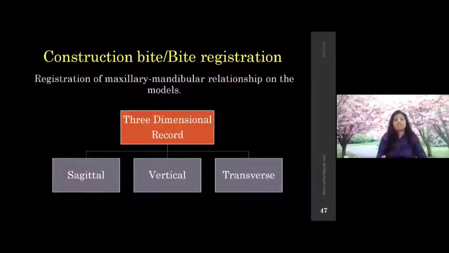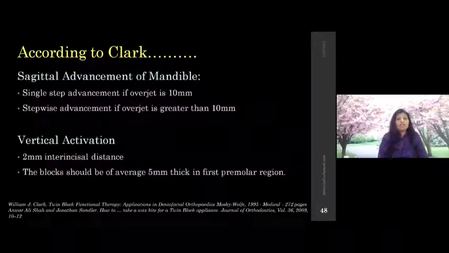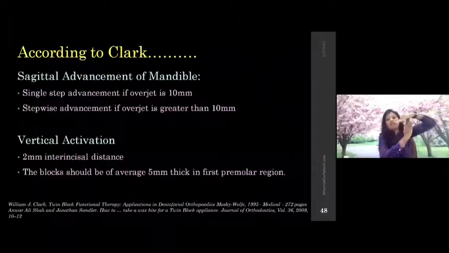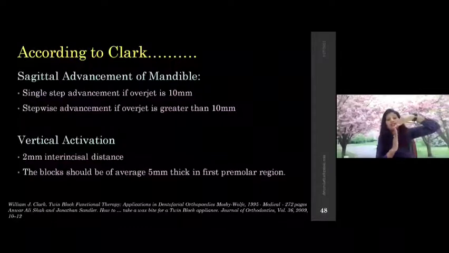And this bite registration is taken in 3 dimensions: one is sagittal, the other is vertical, and transverse. In all the 3 dimensions, you're going to record the bite of maxilla and mandible, and the mandible is brought forward. So how do I go about it? According to Clark, if the overjet is around 10 millimeter, you advance the mandible in a single step, until your maxillary and mandibular incisors are touching edge to edge contact.